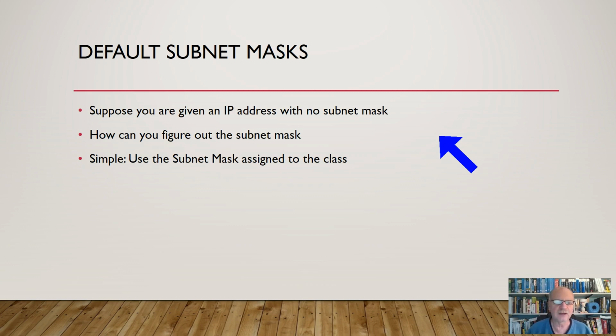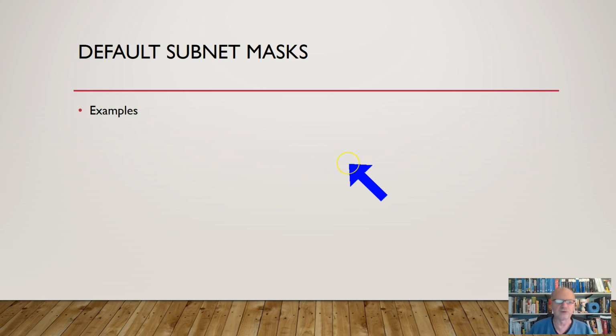Well, you can figure it out because it's integrated into the class. If you identify the class that address is in, aside from some other subnet mask, you can assume the default subnet mask for that particular class. So here are some examples. 129.13.220.15, but I don't have a subnet mask. How would I identify the network ID and the host ID here?